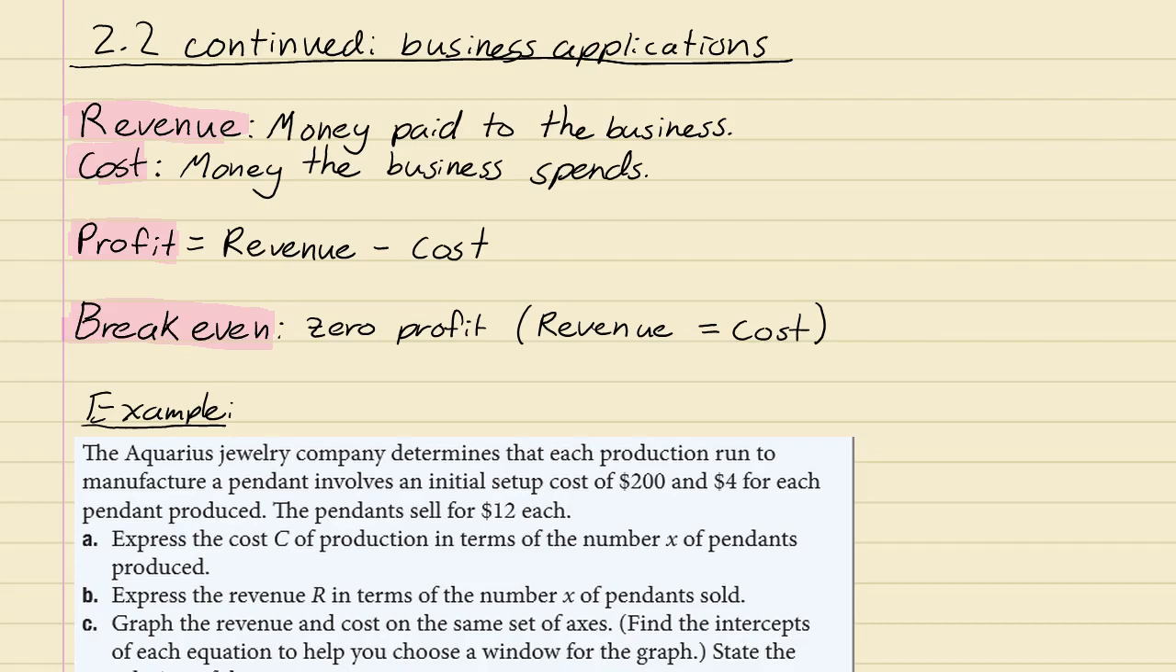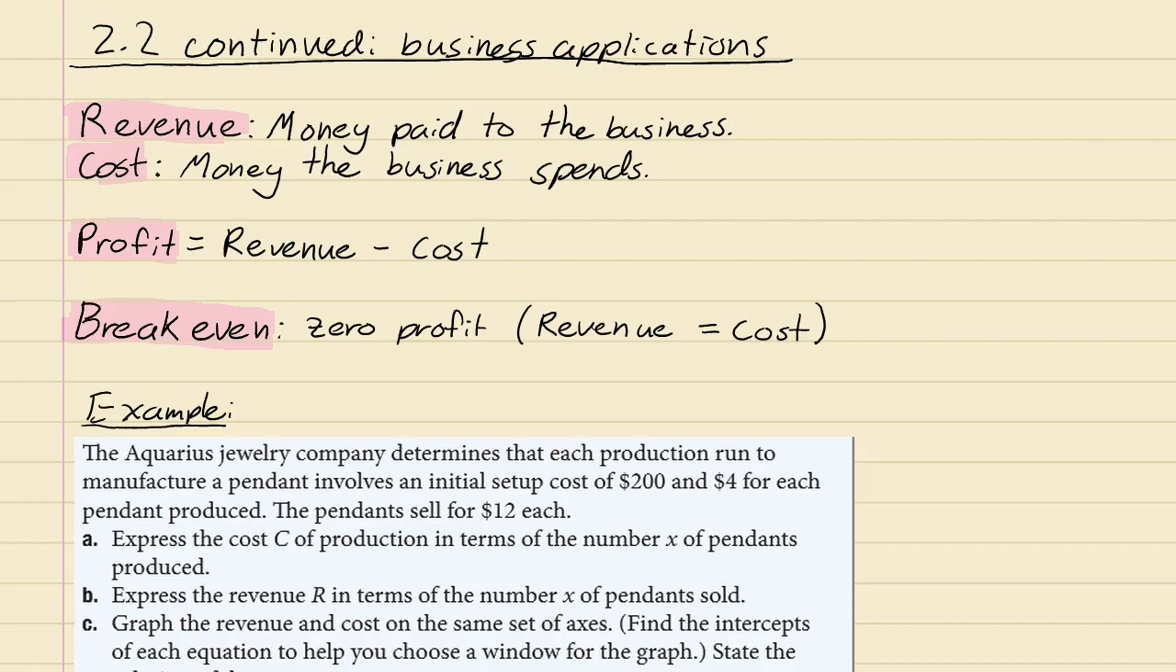So first of all, revenue just means money paid to the business. So that's like what the customers pay to the business for whatever the business is offering. The cost of the business is money that the business spends. So that includes wages for the workers, it includes the equipment that the business needs to operate, and all of the other things that a business has to spend money on.